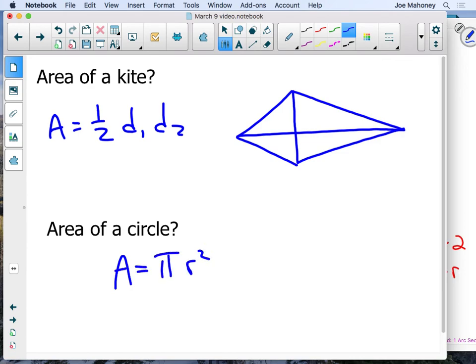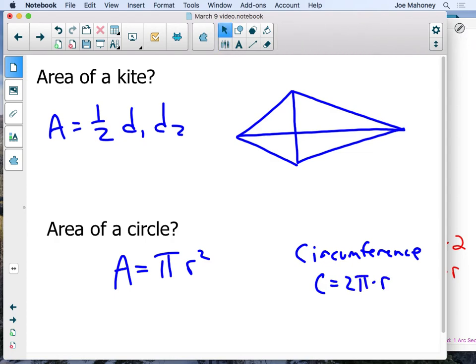And what was nice is that we also threw in a little circumference here too. I'll throw that down too. It equals 2 pi times the radius. Friends, amazing things today.